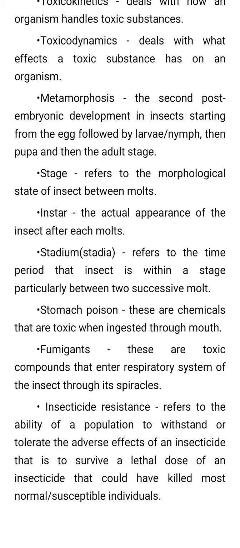Stomach poisons are chemicals that are toxic when ingested through the mouth. Fumigants are toxic compounds that enter the respiratory system of the insect through the spiracles. Insecticide resistance refers to the ability of a population to withstand or tolerate the adverse effects of an insecticide, that is, to survive a lethal dose of an insecticide that could have killed most normal or susceptible individuals.